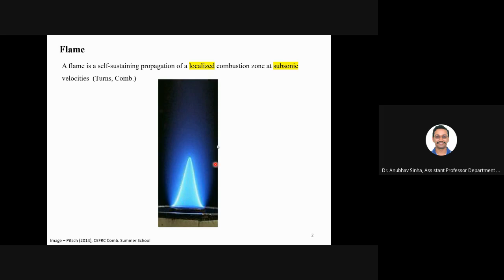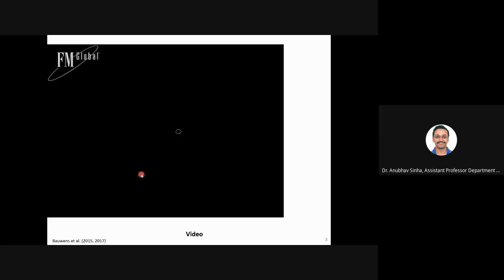Let us look at a simple flame. So this is basically a Bunsen burner. Okay, so this is typically how a premixed flame will look like. Now let us see what is a premixed flame. Okay, before that, let us look at a video.